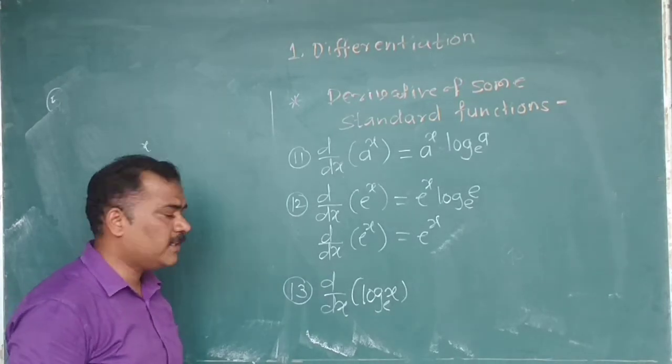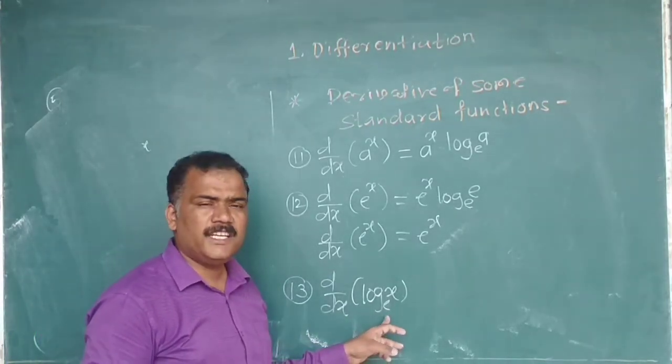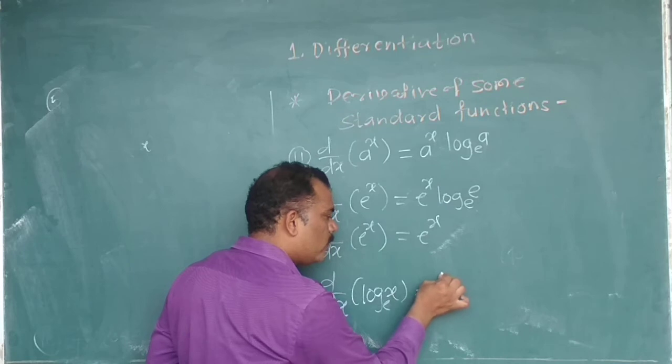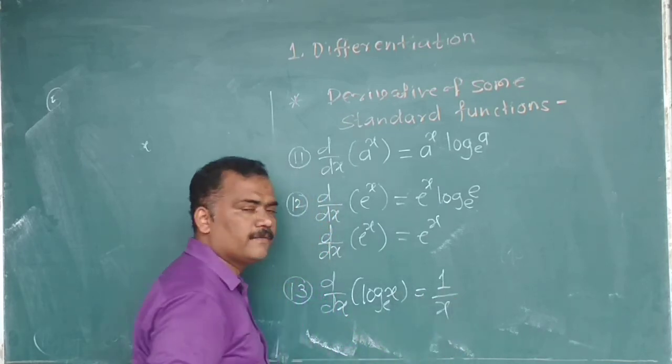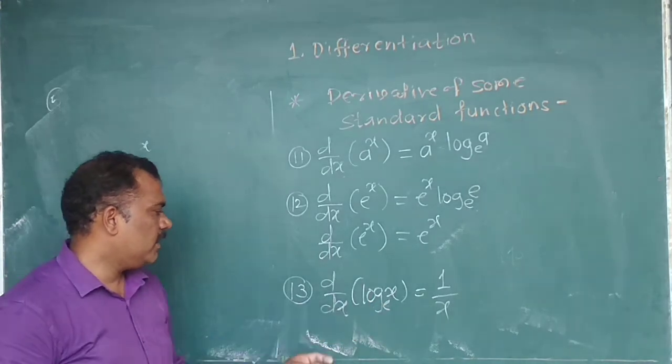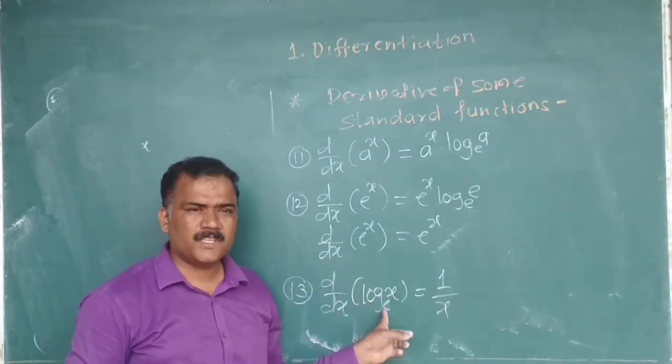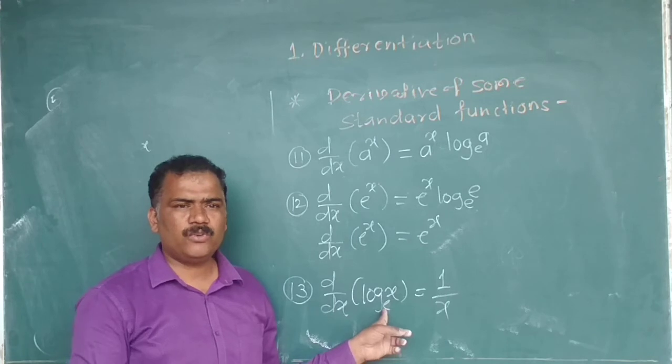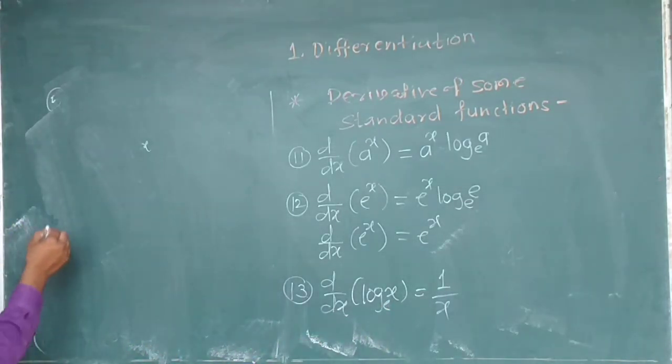Derivative of log x. What is the base of this log? E. d/dx of log x is equal to 1 upon x. Suppose that the base is other than e, suppose that the base is a, then how do we take that derivative? We have to discuss one more formula.